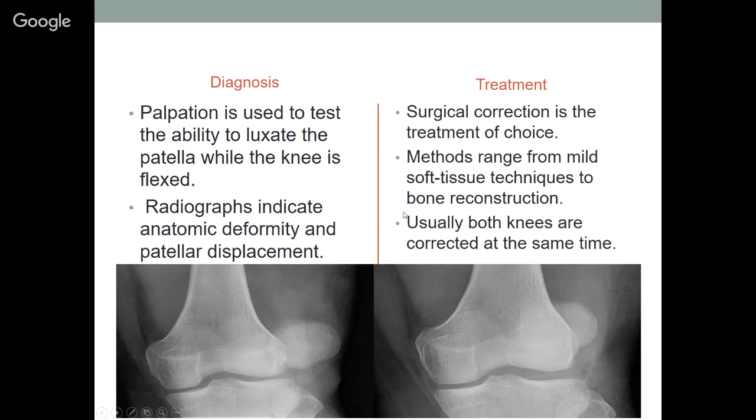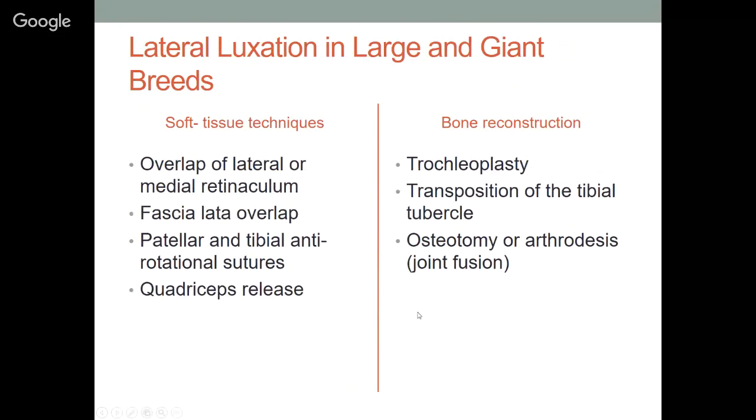And it's basically a soft tissue surgery. So we have some soft tissue techniques. Sometimes we'll need to do some bone reconstruction, like I said, depending on the construction problem. Usually both knees are corrected at the same time. Recovery is much easier than the cranial cruciate ligament issue.